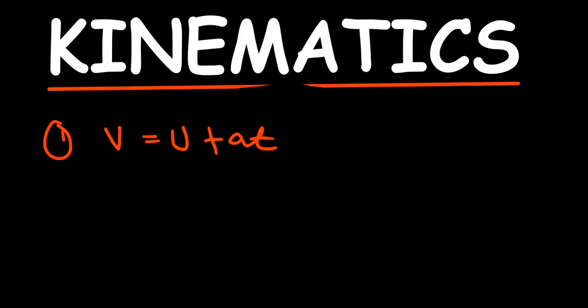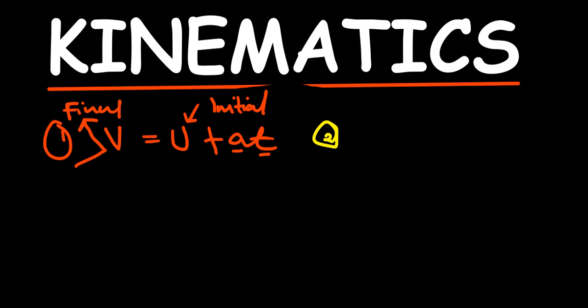So this U here represents initial speed or initial velocity, and then this V here will be representing what? The final velocity. So take note of that, and then we know that the A is the acceleration, and the T is the time. So this is the first equation of motion.